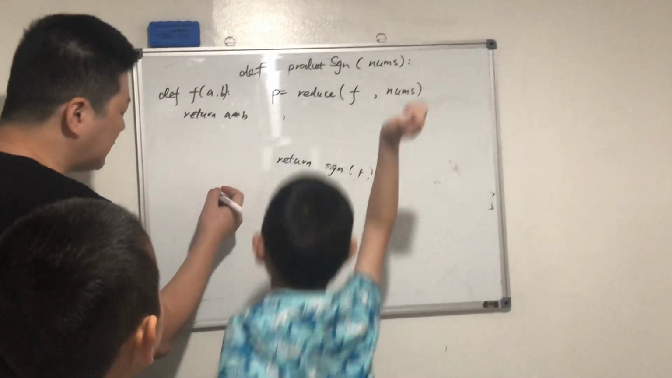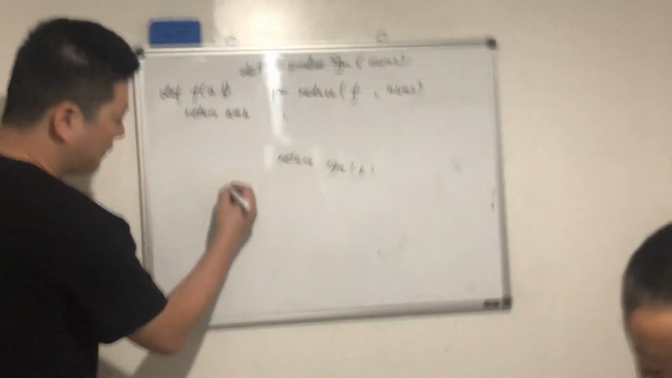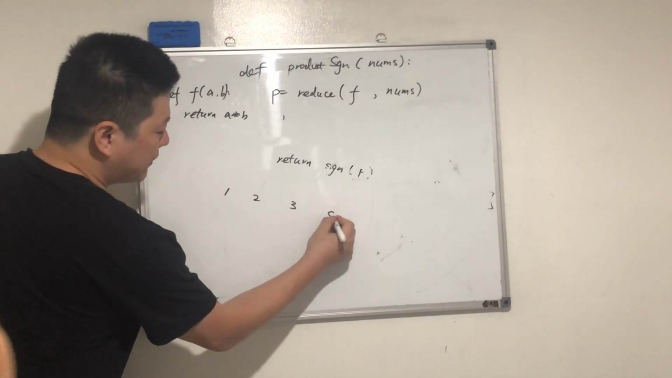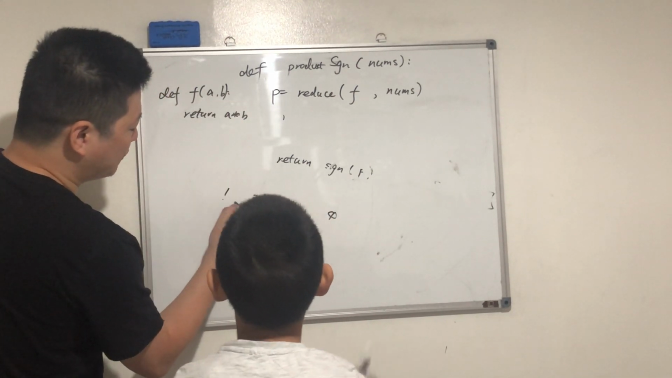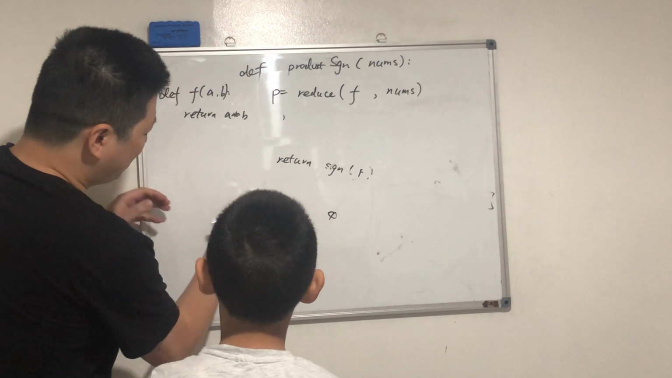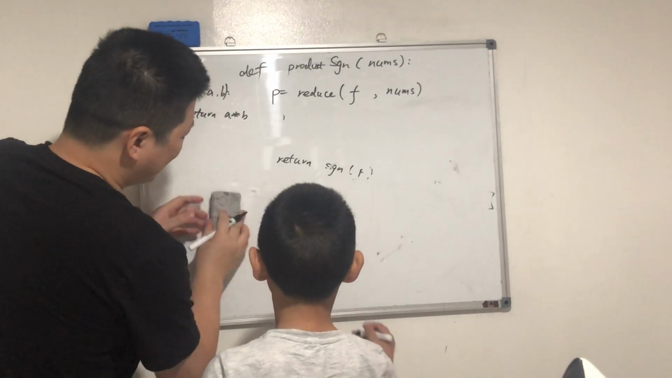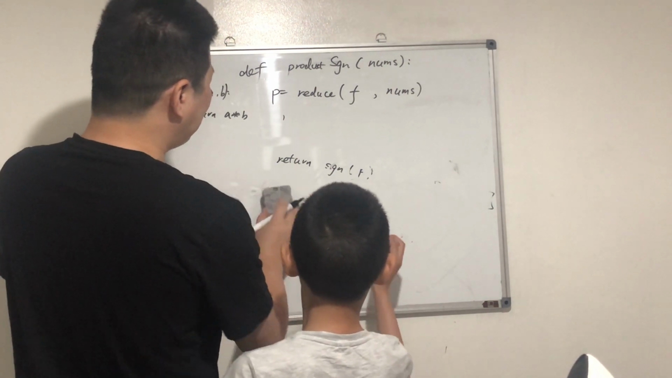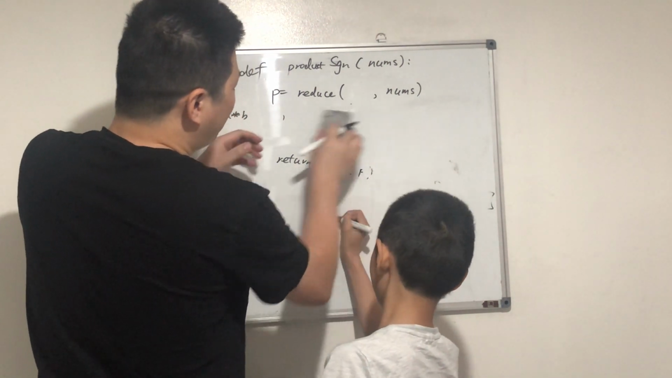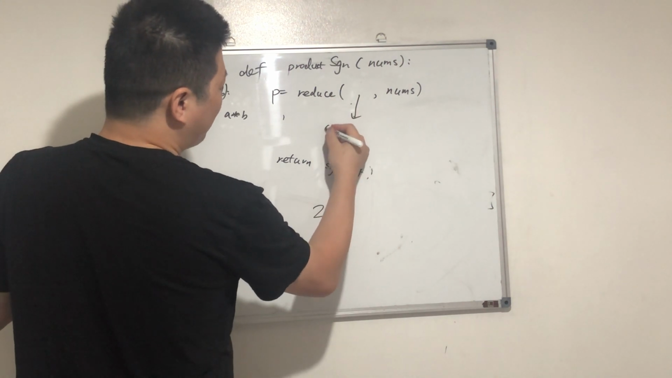Reduce. How do we reduce with this one? 1, 2, 3. So it's 1 times 2, 2. Then 2 times 3, 6. You see where it goes? So with the reduce function, I can put this f using the lambda function.